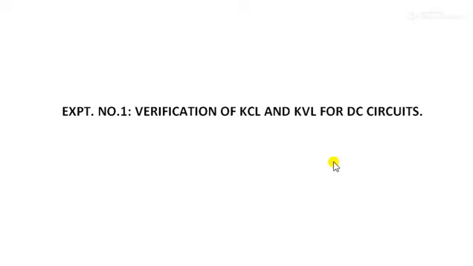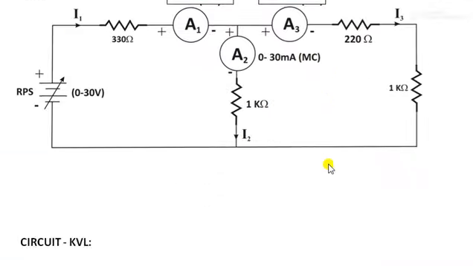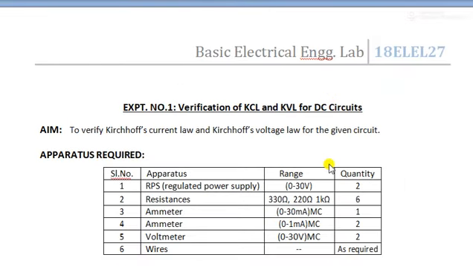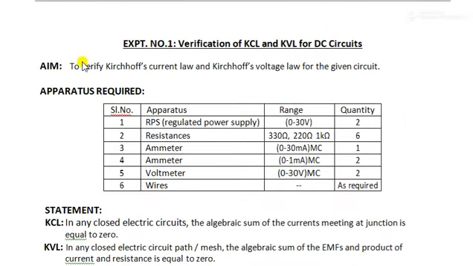Hello students, today we will discuss experiment number 1, that is verification of KCL and KVL for DC circuits. Let us see the aim of the experiment. The aim of the experiment is to verify Kirchhoff's current law and Kirchhoff's voltage law for the given DC circuit. Now, what are the apparatus required?